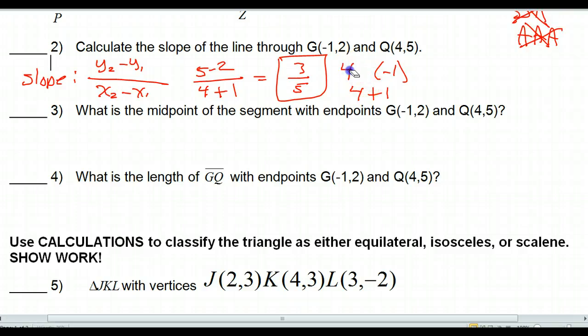Any questions about number 2? All right. You must learn the formula. You must know the formula. Head up, Chase. Don't put your head down.